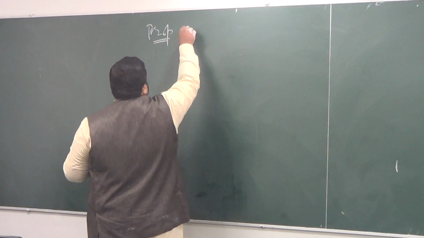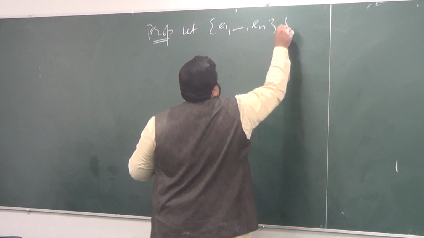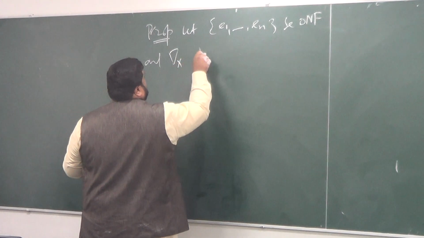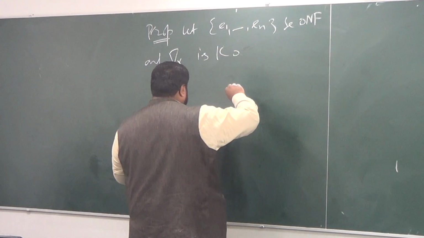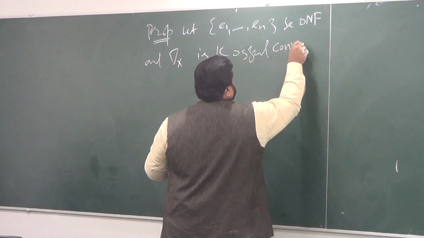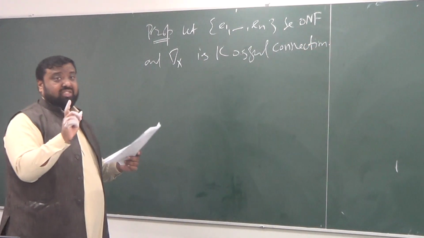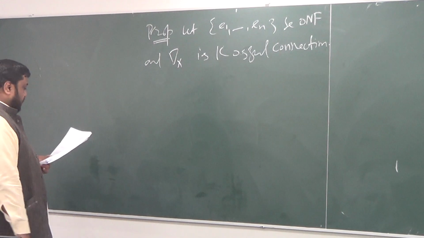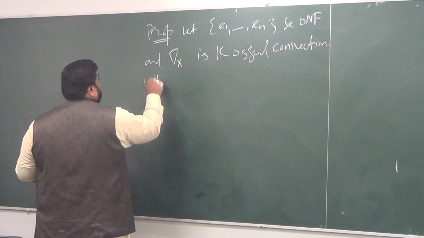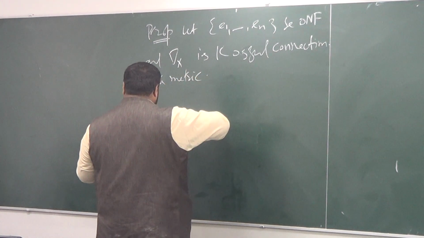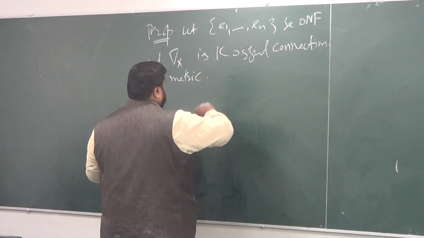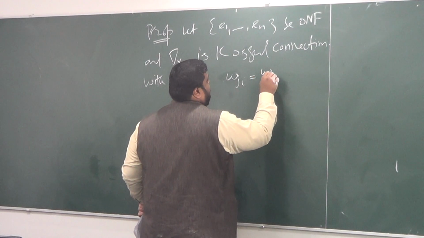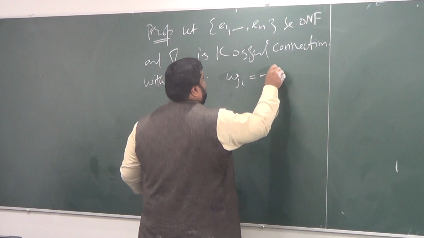So what does it say? Let E1 up to EN be an orthonormal frame, and let del X be a causal connection. I'm again saying, and this is an important point to realize, in our previous discussion we didn't assume that our frame is orthonormal. Now we are assuming that it's orthonormal. Also the connection has some metric associated with it. Then w_j^i would be the same as minus w_ij.